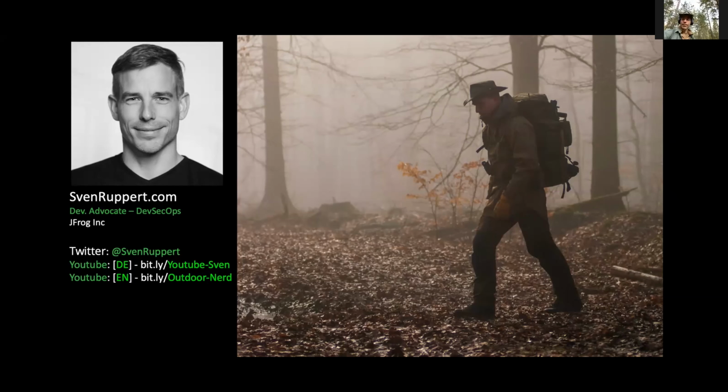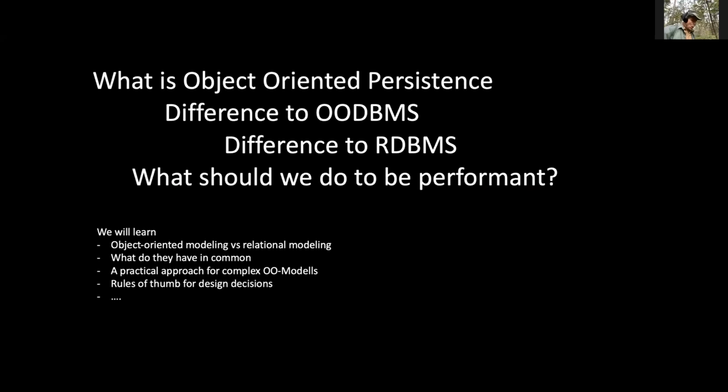So let's see, next one. What is object-oriented persistence? What's the difference to object-oriented database management systems? Or just in a few words, what's the difference to the relational thing, and how to make this performant? Why is this important, or why is this interesting? Quite often I see in projects that there's this business model, there's this object-oriented model, and then we are talking about persistence, and then there's this big semantic break. And what can I do if I don't have the semantic break anymore?